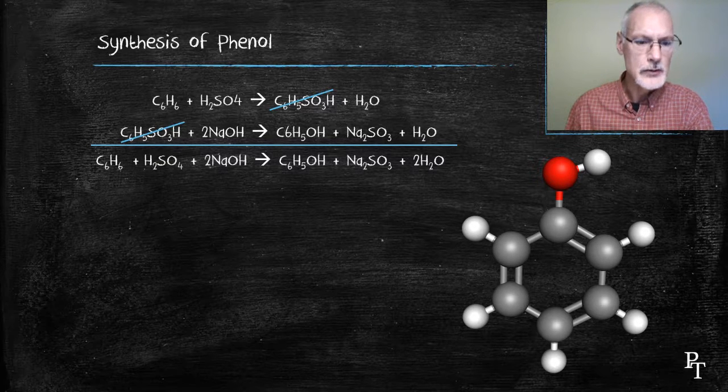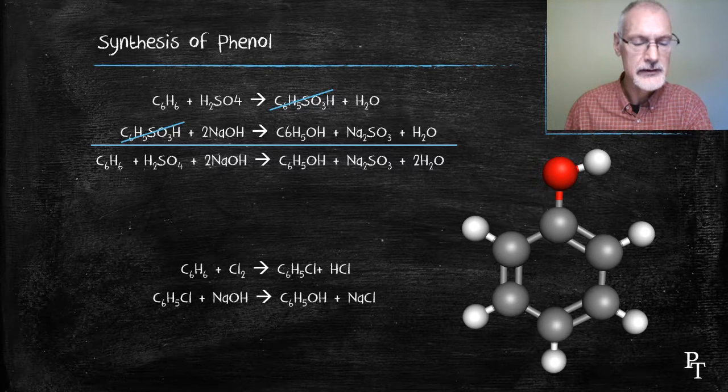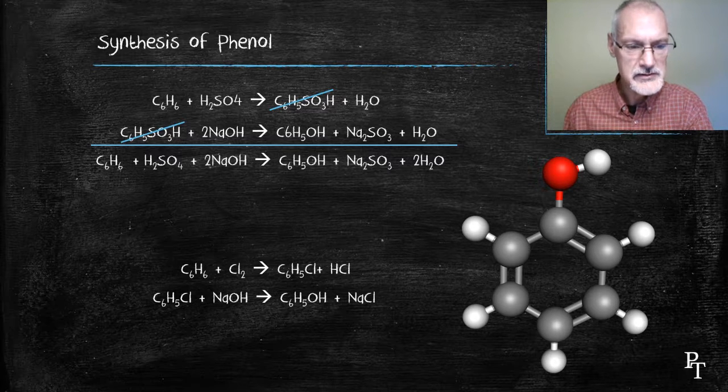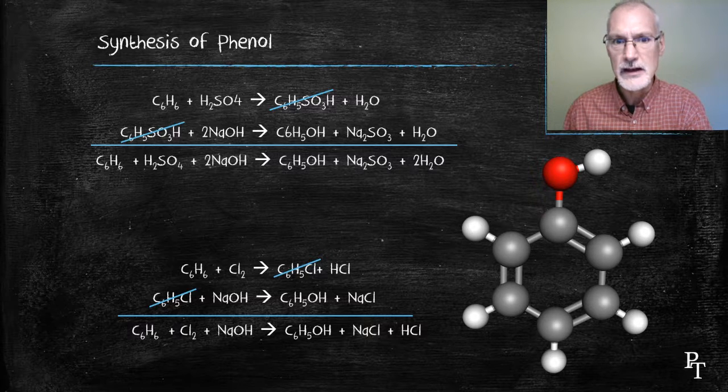Now the Dow process does the following. We begin with a substitution reaction and then react it with sodium hydroxide again to produce our phenol. Adding these two steps together, we get the following reaction. So we have two processes to make phenol.